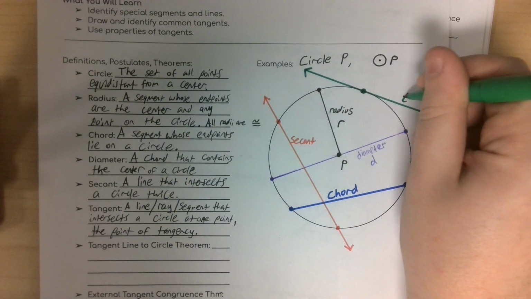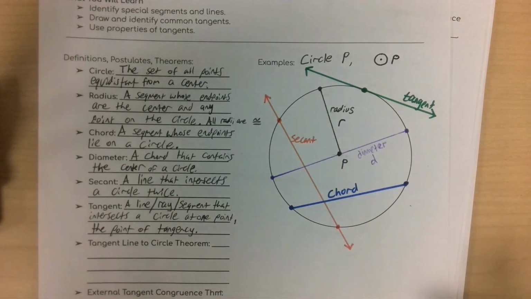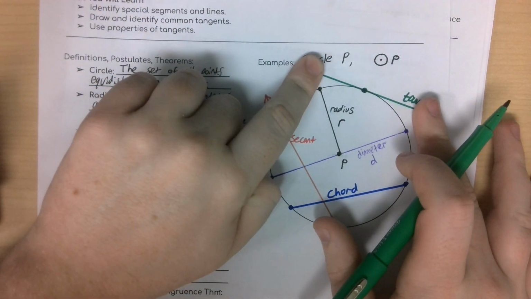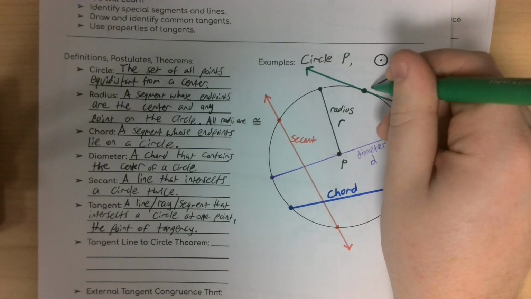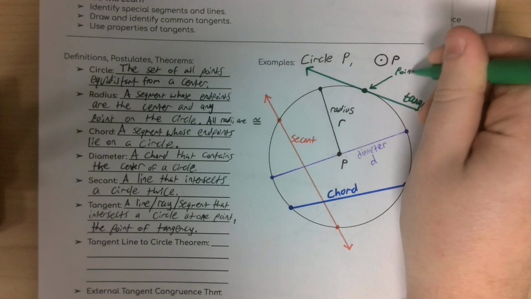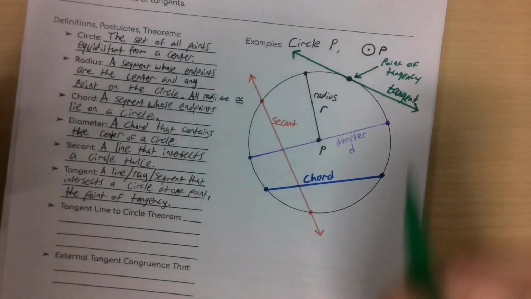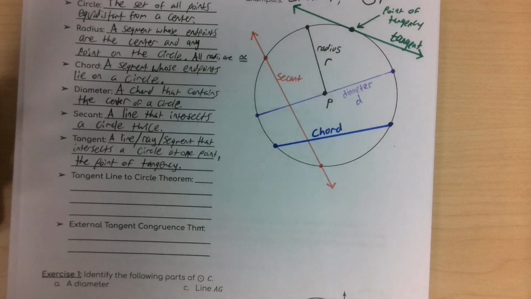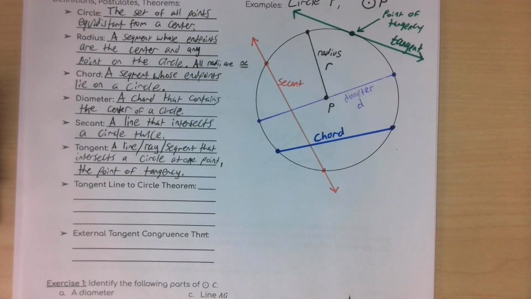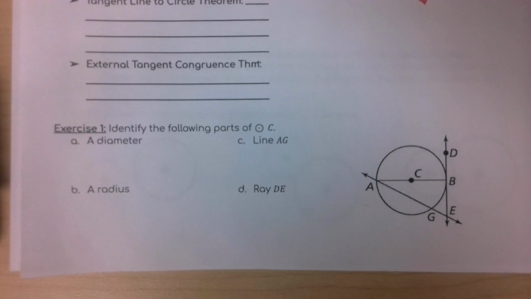So here's our green tangent. In this case, the tangent is a line, but you could also treat it as a line segment between 2 points, or a ray if you wanted to. And this here is our point of tangency. Very cool. We're going to actually work a lot with tangents today because they have some very fun properties with them. But before we do that, I want us to work on identifying all these parts in an actual circle. So let's take a look at exercise 1.